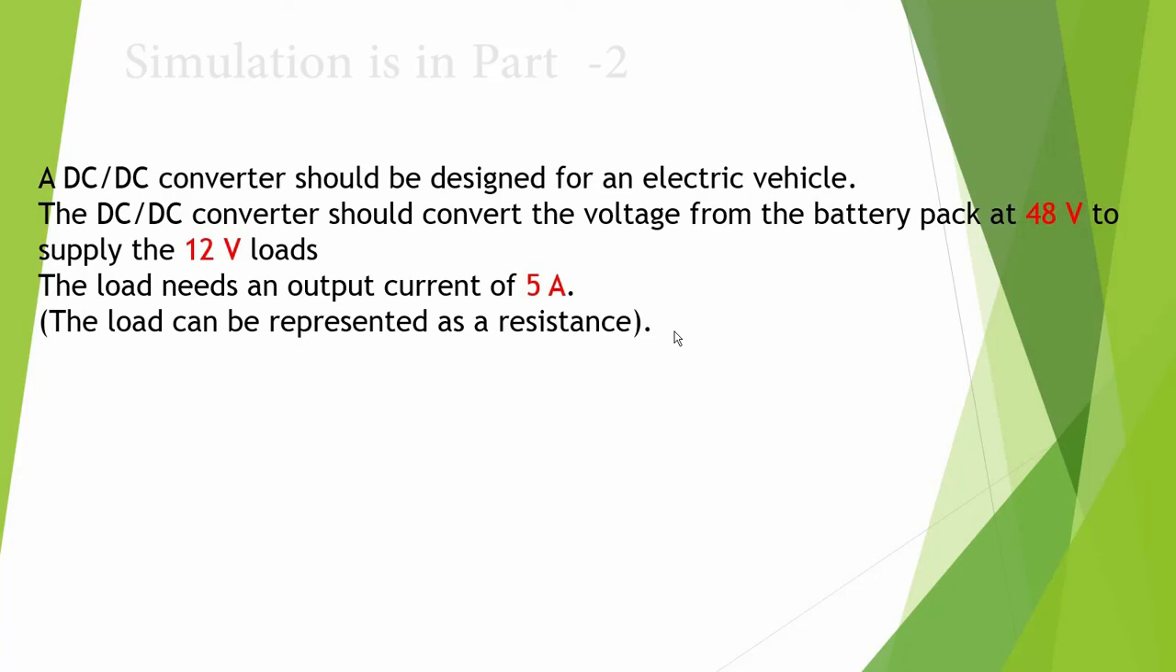Hello everyone, my name is Pritesh Gamit and today we are going to discuss a very simple question based on DC to DC buck converter. So here we have battery pack at 48 volt and we have to supply a load at 12 volt and the load current is specified as 5 ampere.